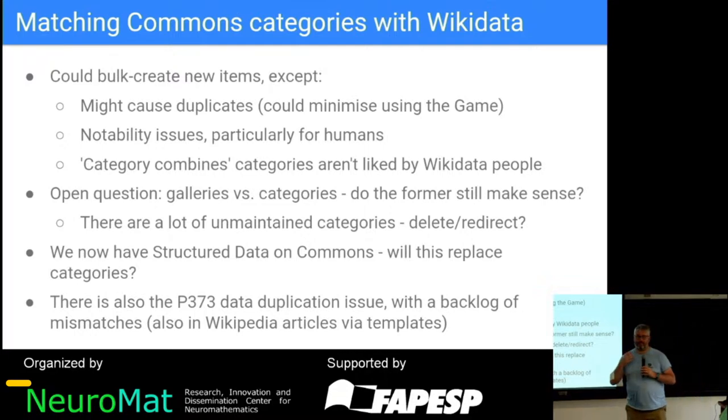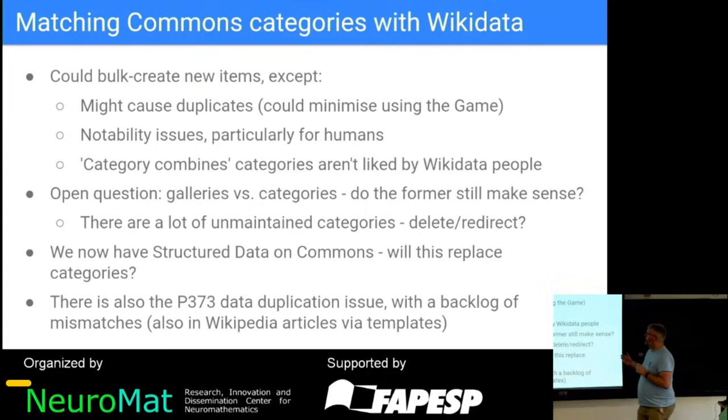So I basically redirected that gallery to the Commons category, because I don't think it's useful to be pointing people to this page with 5 images of toilet paper on it when there are all of these categories. There are lots of examples like that. How do we deal with them? Do we delete them? Do we redirect them? That's an open question.